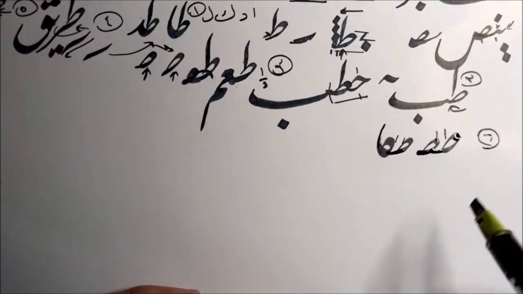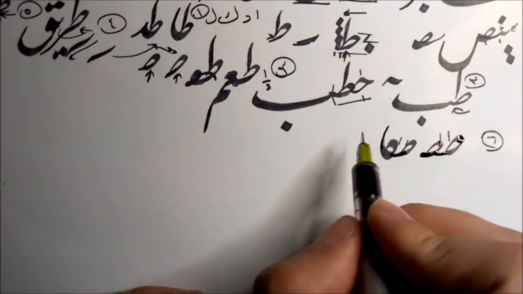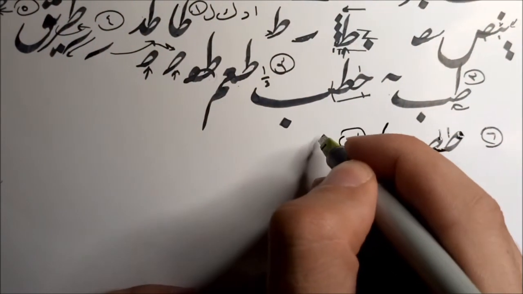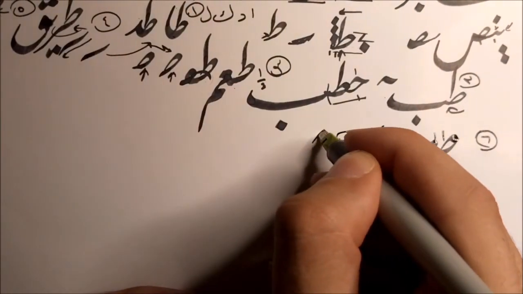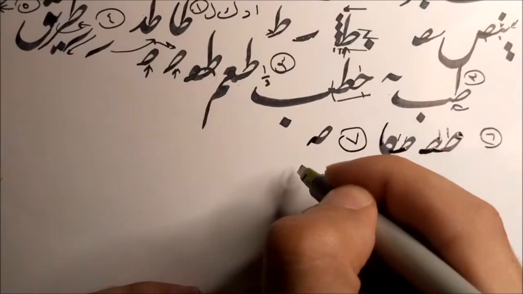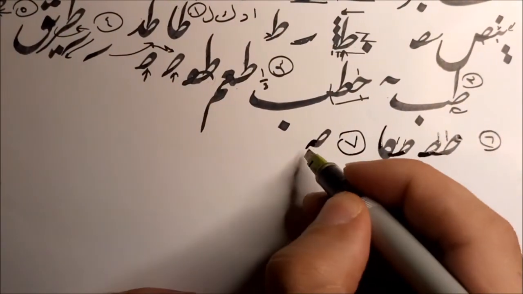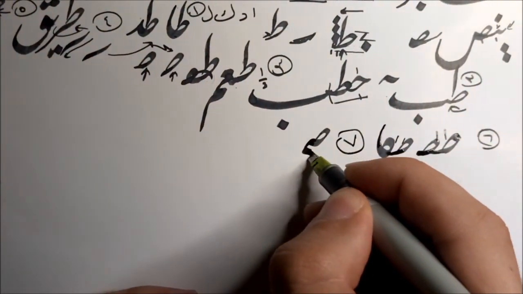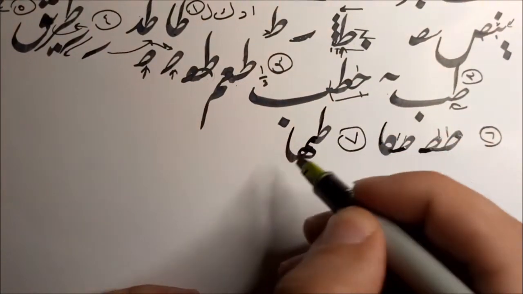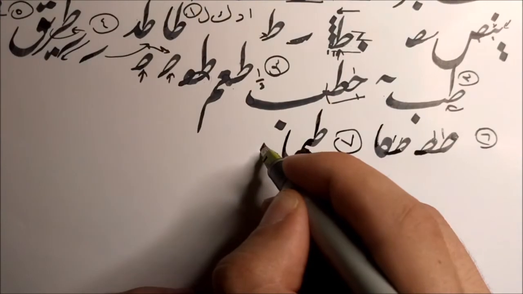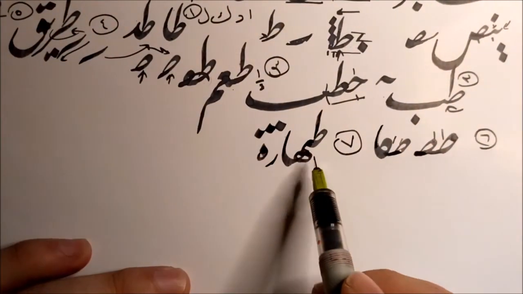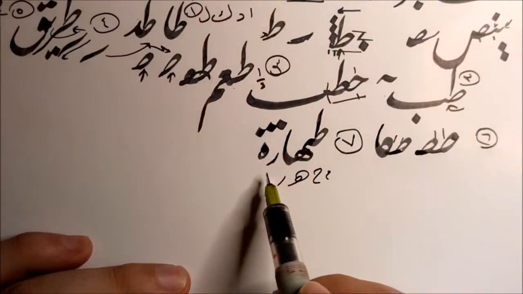The seventh one again comes with ha and meem. For this one, we are going to use 2/3 of the pen, and we do this. For example, tahara. We use this with meem, ha, ra, yeah.